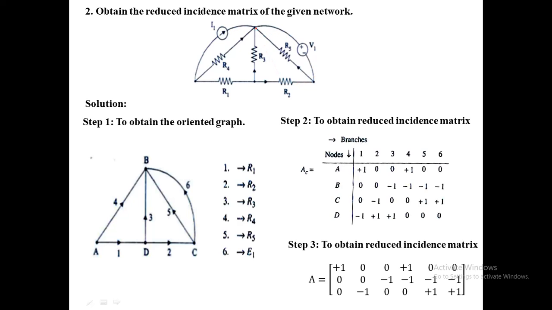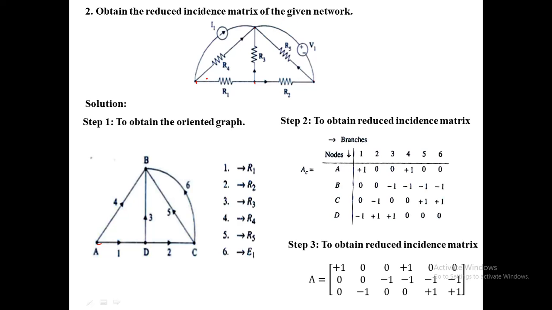Before that we have to mark the nodes. Let us consider this is node A, this is node B, this is node C, this is node D. It is having 4 nodes. Next we have to draw the branches. Consider this as branch 4. Next we mark the values 1, 2, 3, 4, 5, and then the voltage source will be 6.